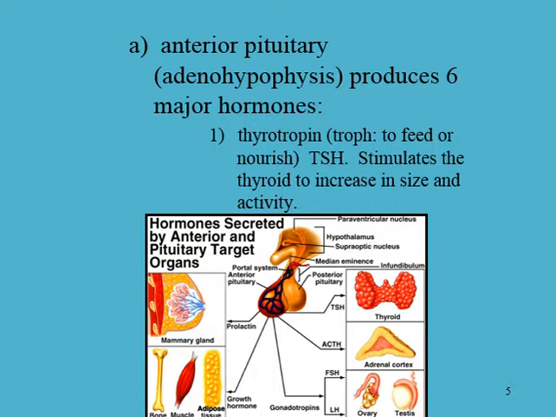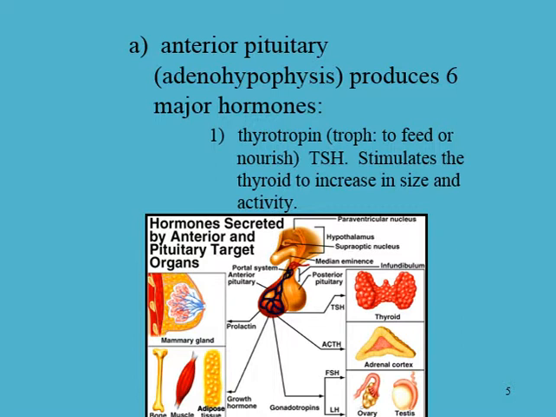Troph means to feed or to nourish. And so here's a hormone that they call thyrotropin. Guess what it does to your thyroid gland? It feeds or nourishes, right? So it's going to stimulate the thyroid gland to enlarge and become more active. Thyrotropin stimulates the thyroid gland to enlarge and become more active. So the diagram's trying to show you that.